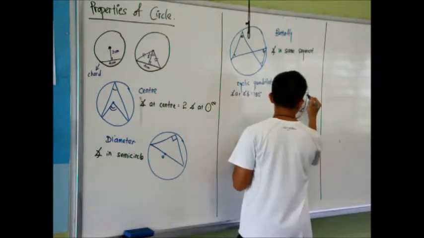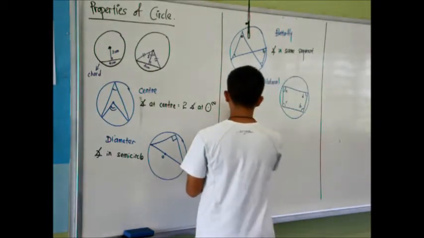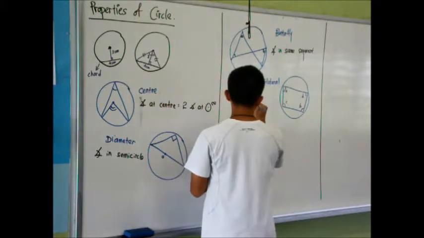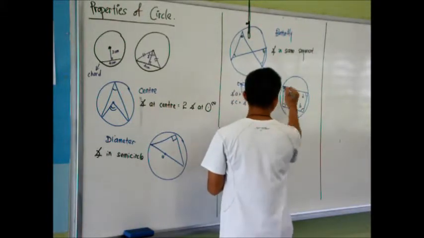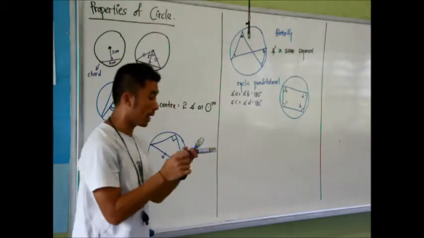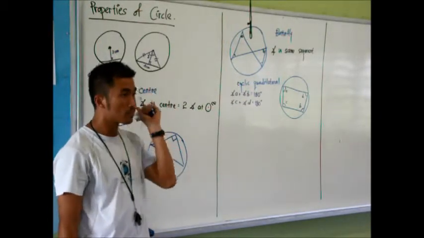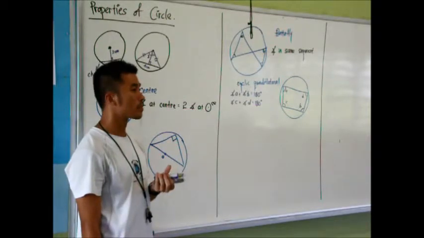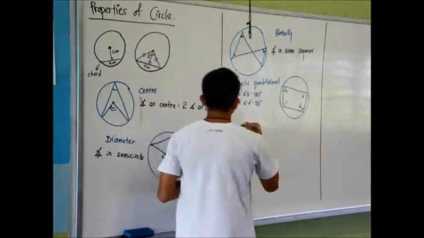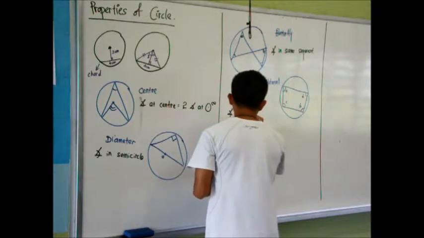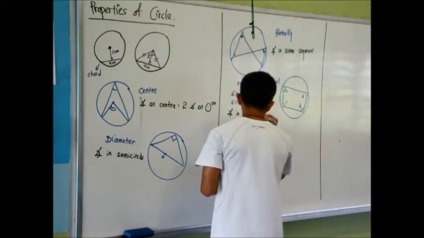Similarly, C and D, they will sum up to 180. The opposite angles will sum up to 180. But what is the name of this particular property? Okay, it's called angles in opposite segment.